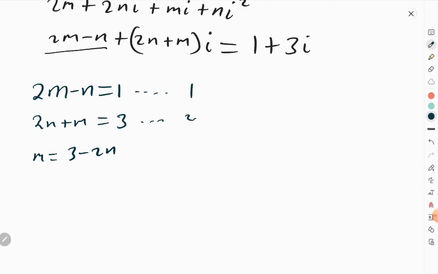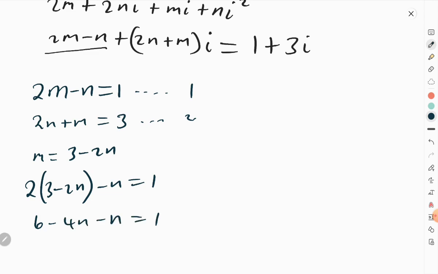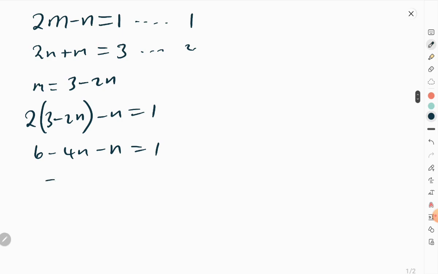Then if m is equal to that, in the first equation we're going to have 2 times m, where m is equal to this, then minus n, is equal to 1. Then we have 6 minus 4n minus n is equal to 1. Then of course we have minus 5n, which is equal to minus 5, because when you take this one to the other side it becomes that. Then you have n being equal to just positive 1.